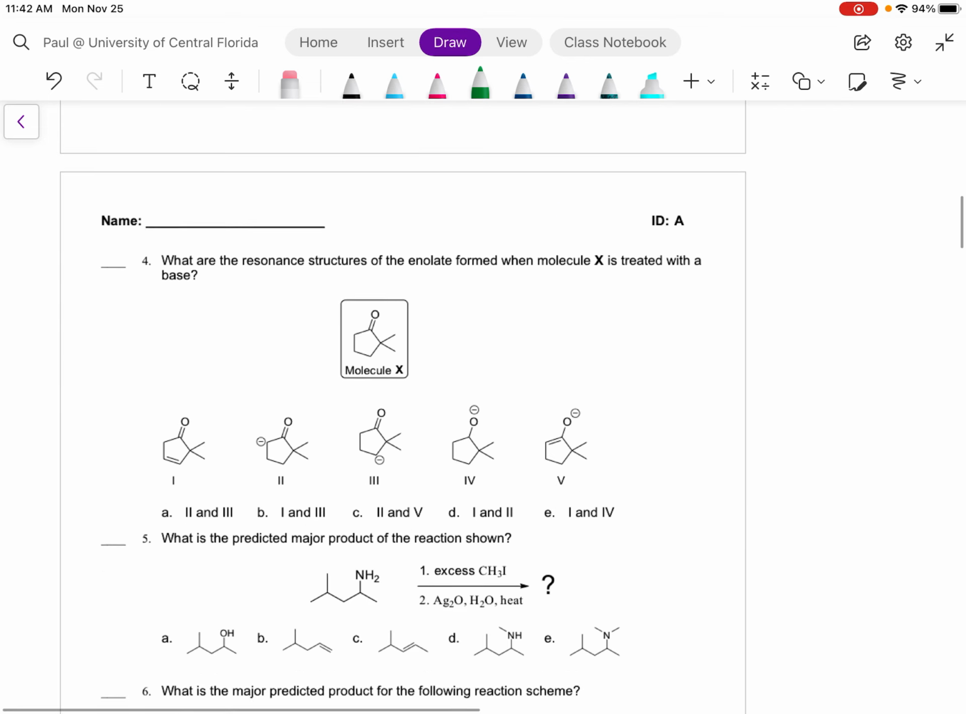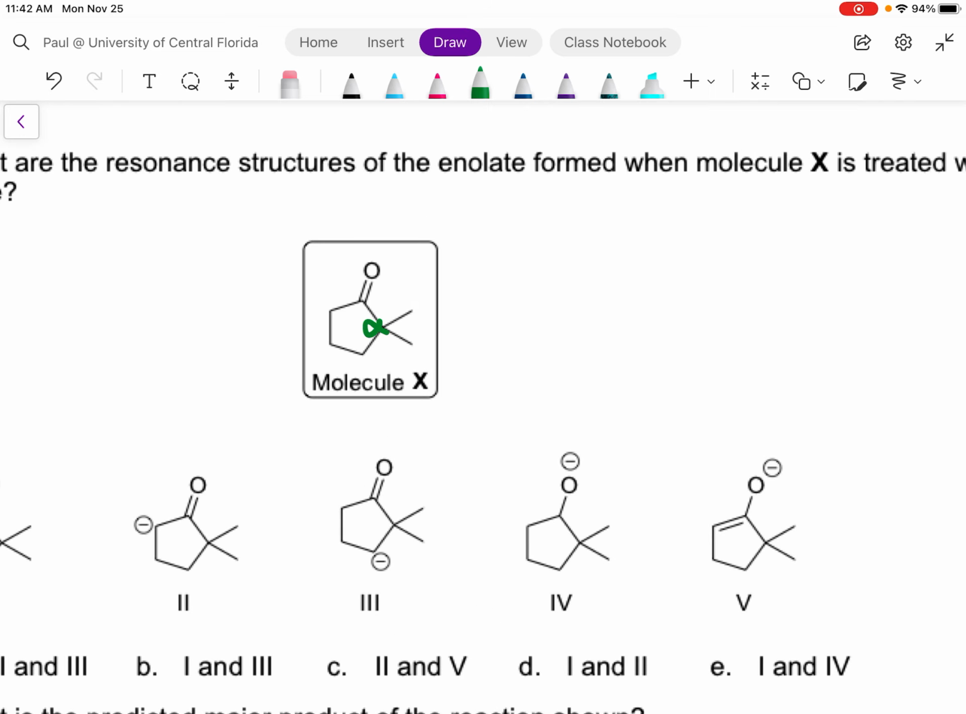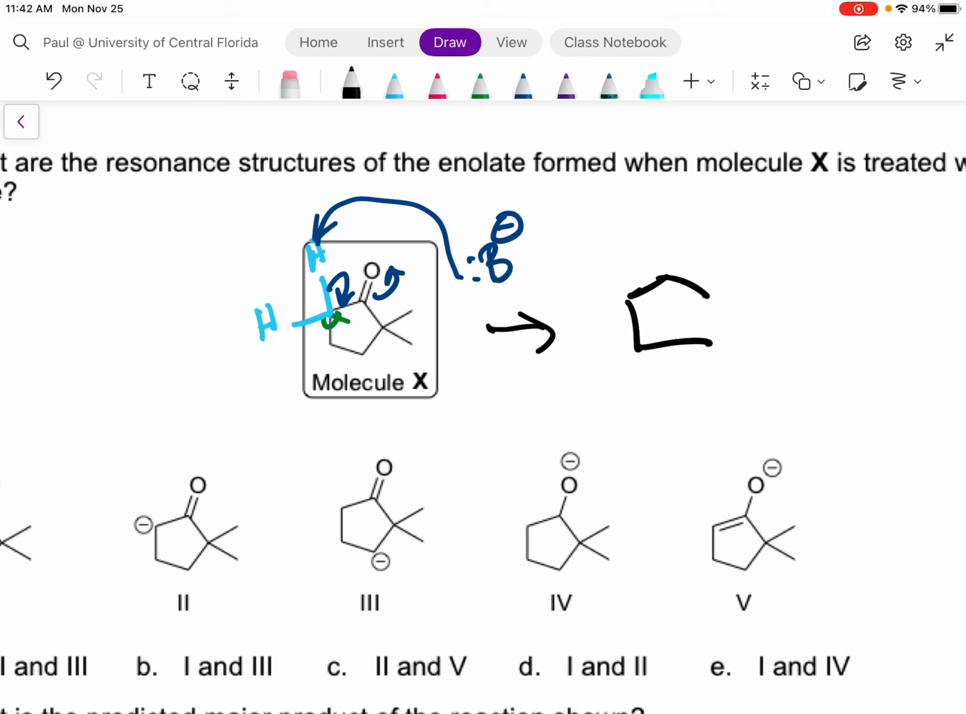Question 4. What are the resonance structures of the enolate formed? Let's see. So when we look at that, we know that the alpha protons are the ones that are acidic. So that's alpha and that's alpha. But this alpha right there has no protons. The only one that has alpha protons is this guy right here. There's 2 of them. And so when that generic base comes in, whatever it may be, it's going to come in and grab that proton and make a resonance structure. And the resonance structure, the enolate that I just made, looks like this.